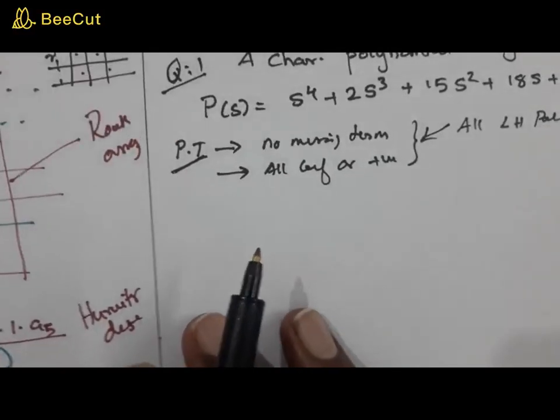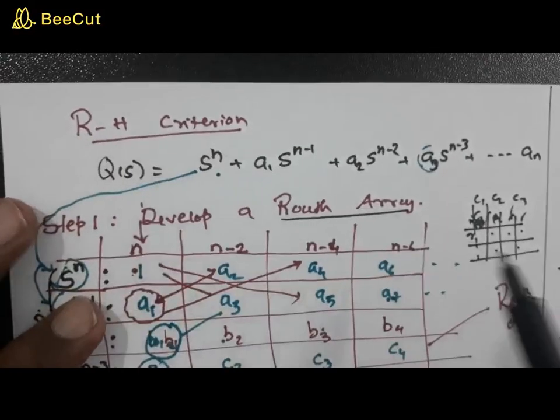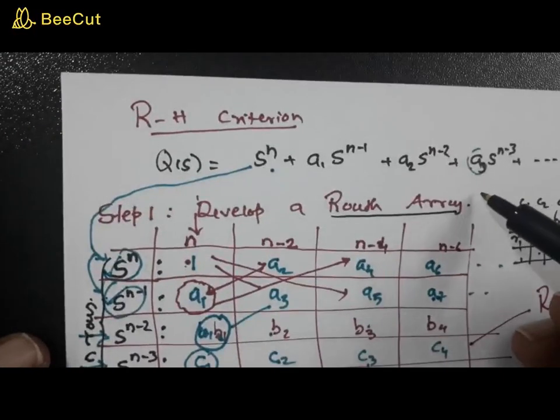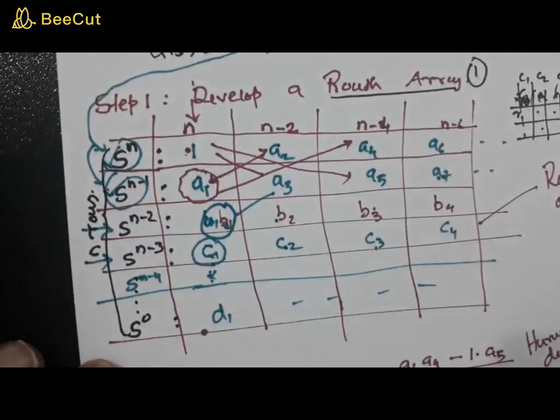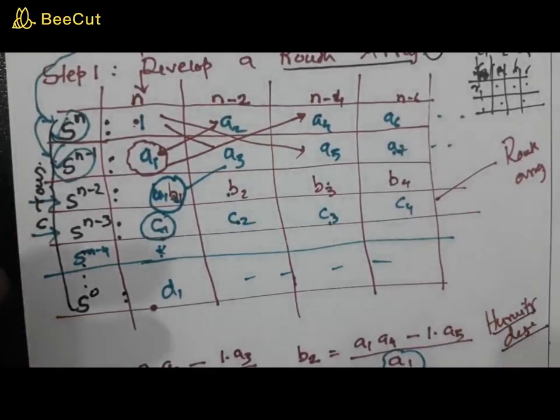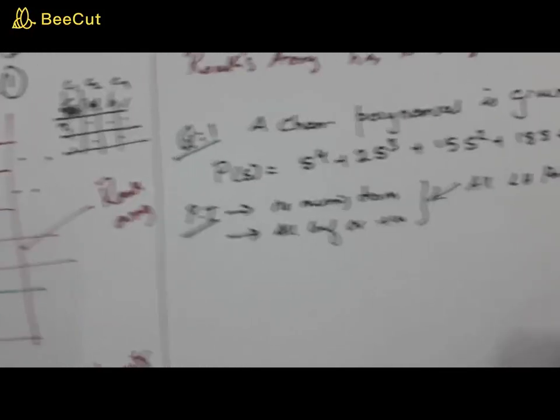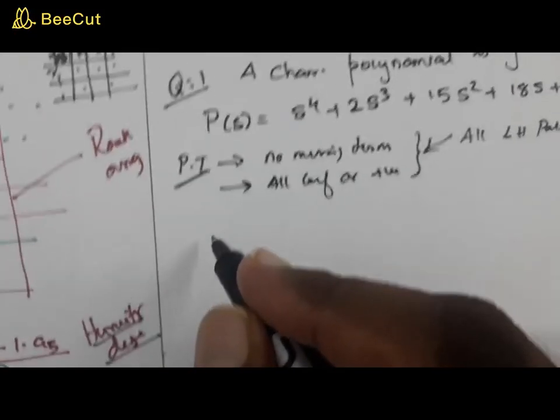criterion. Hope you understood why it is called the Routh Hurwitz criterion, because in the first step we develop a Routh array, and in order to develop the Routh array we apply the Hurwitz determinant. So this criterion is actually a combination of a Routh array as well as the Hurwitz determinant, hence it is called the Routh Hurwitz criterion. Now let us see how. The first step, as I've told you, is to develop a Routh array.